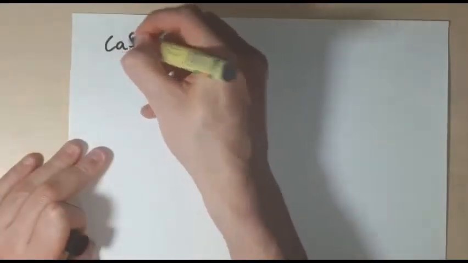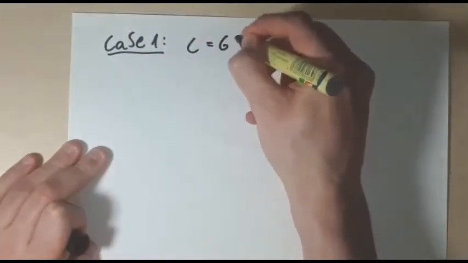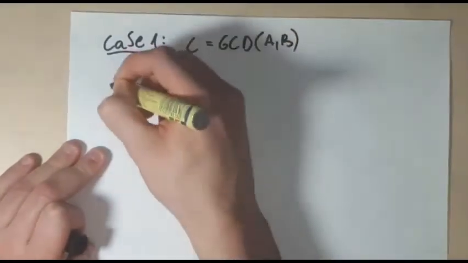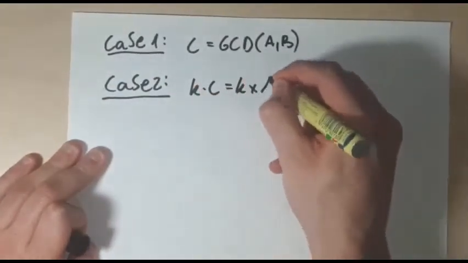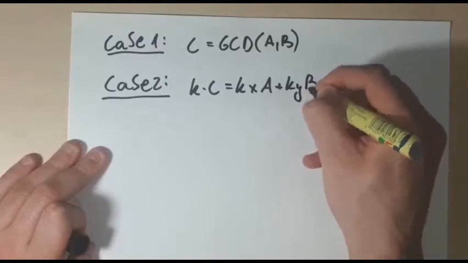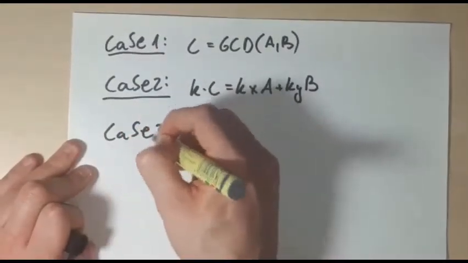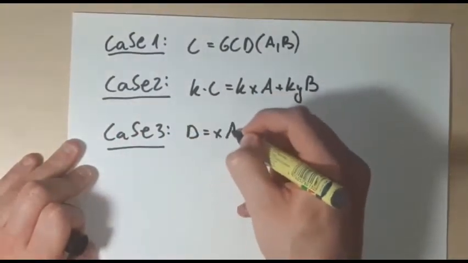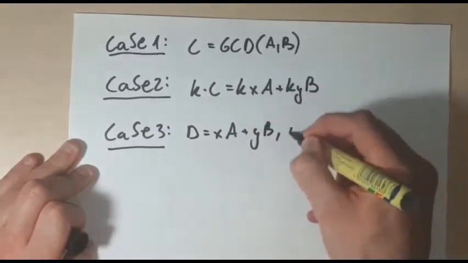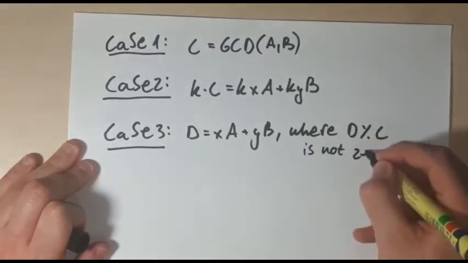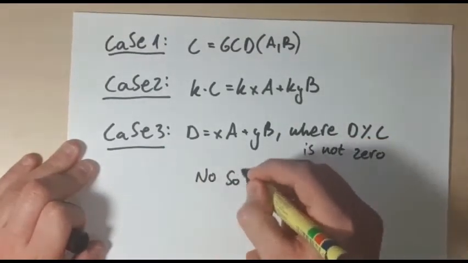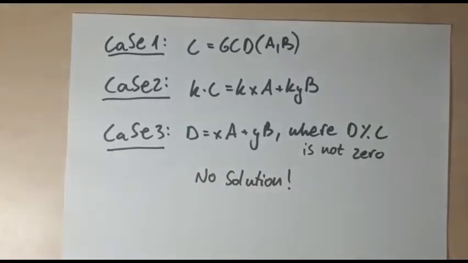We should distinguish between 3 different cases. Case 1, where C is the GCD of A and B, like we saw before. Case 2, where the left-hand side is a multiple of the GCD of A and B. In this case, we will just multiply the equation by the integer k. Case 3, where the left-hand side is not a multiple of the GCD of A and B. In this case, there is no integer solution for the Diophantine equation. Therefore, the Euclidean algorithm is a way to know if there is a solution for the Diophantine equation.